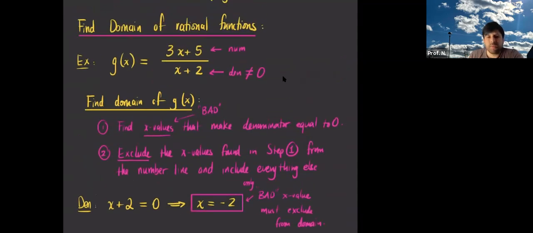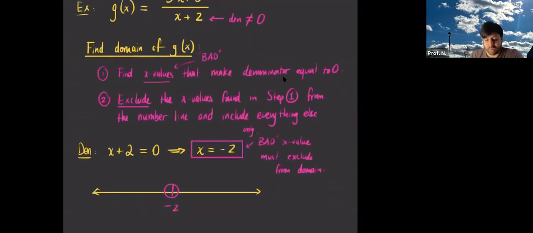The numerator doesn't matter here. The numerator could be 0. There's no problem with the numerator being 0. There's a problem when the denominator equals 0. So I include everything else, but exclude -2. I include in domain.